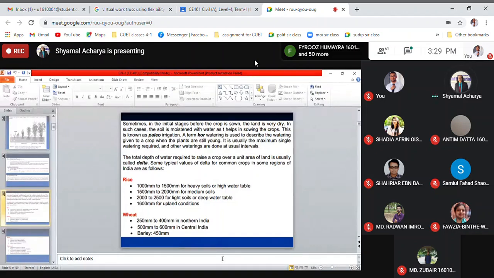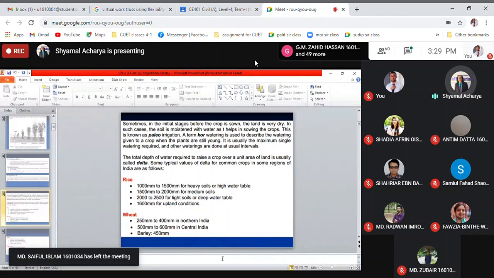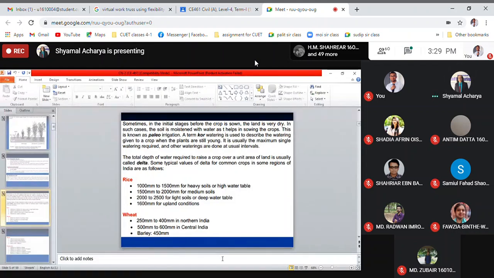Now delta. The total depth of water required to raise a crop over a unit area of land is usually called delta. That means total depth. So what are the deltas for different types of crops in the Indian subcontinent? In the India region, you could get some predictions about this.